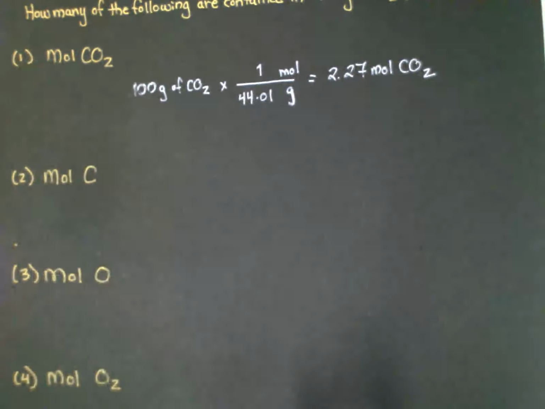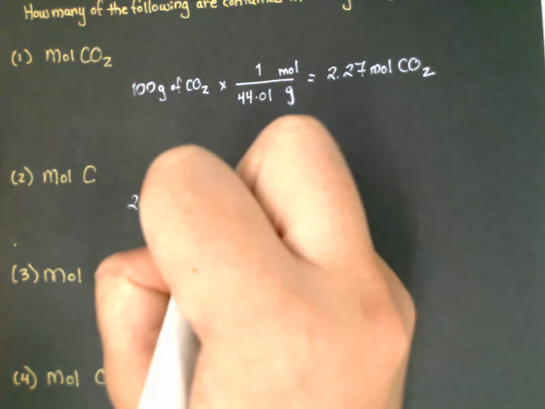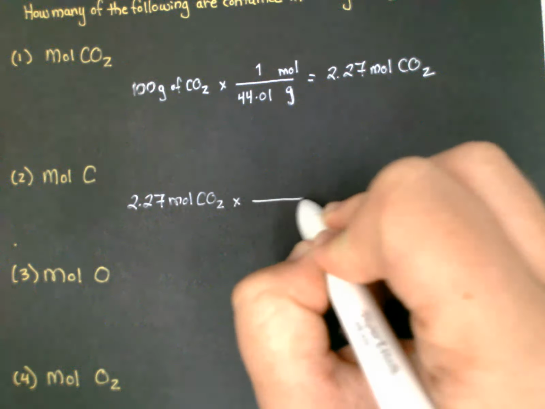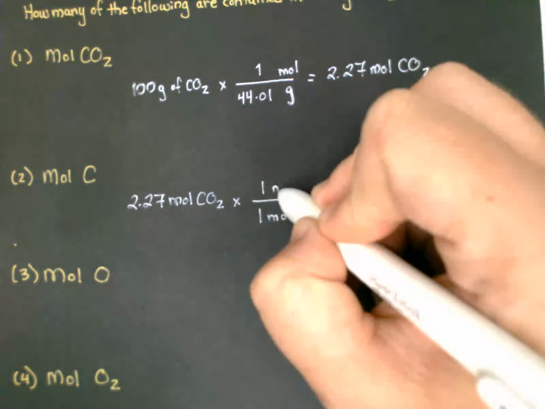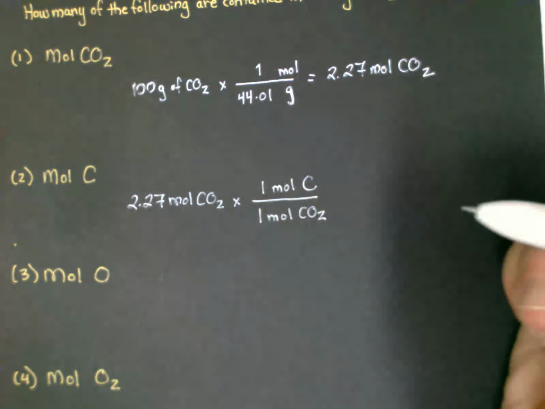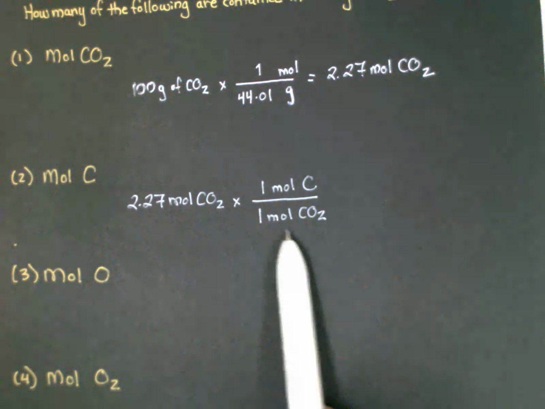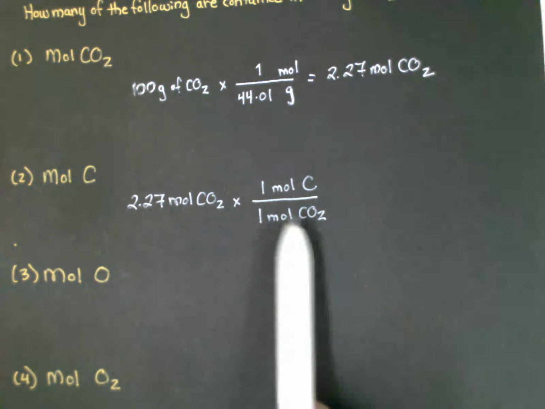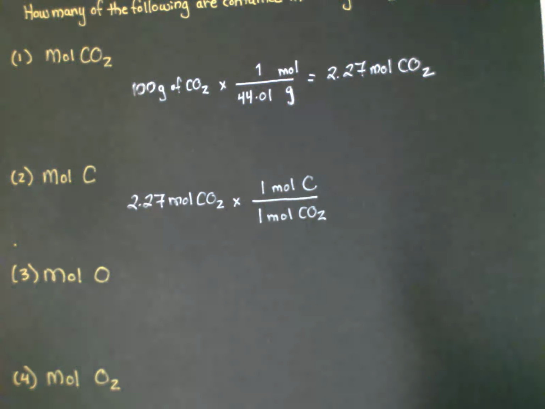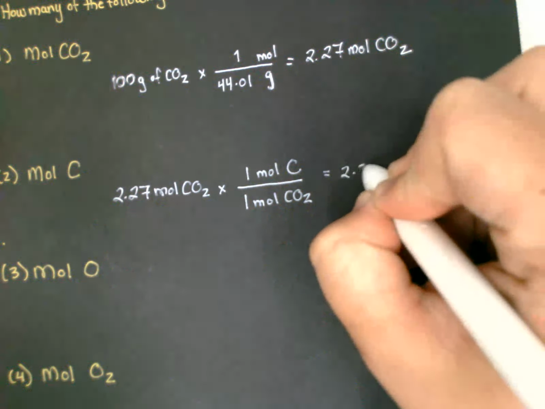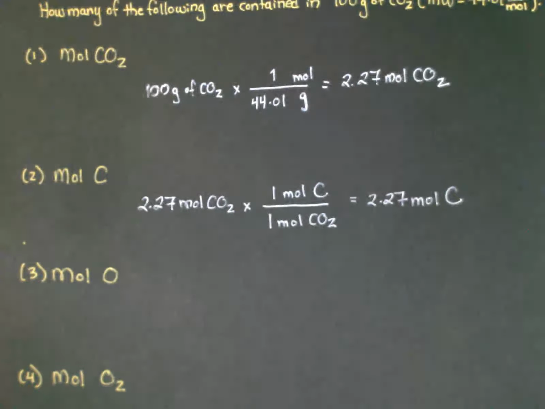So what we could actually do here is say, we just found out that we have 2.27 moles of CO2, and we know that for every 1 mole of CO2, we have 1 mole of C. All I'm doing here is using units. I'm saying this is moles of CO2, this is moles of CO2, and for every 1 mole of CO2, I have 1 mole of C. So this is effectively a conversion factor, right? And that's going to tell us that we also have 2.27 moles of C in our system.